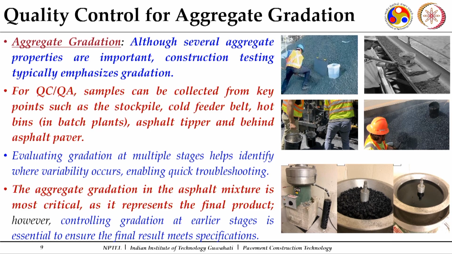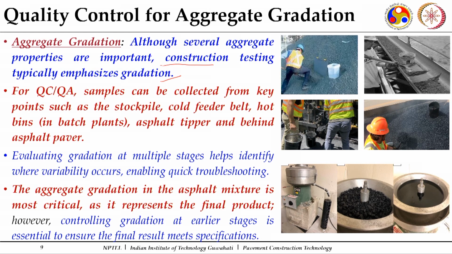Now, we will discuss some of the aspects related to aggregate gradation. Although several aggregate properties are important, because we have discussed various properties in terms of the shape, impact, strength, polishing characteristics, adhesion characteristics, one important one is the gradation. If all those physical characteristics are ensured, then for that particular source, we will look into what the gradation is.